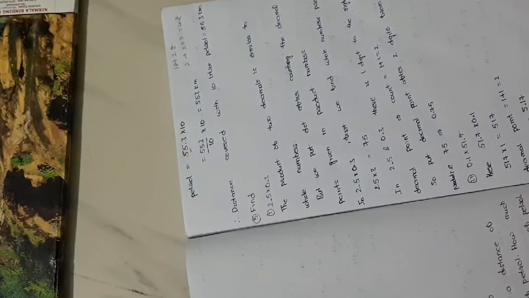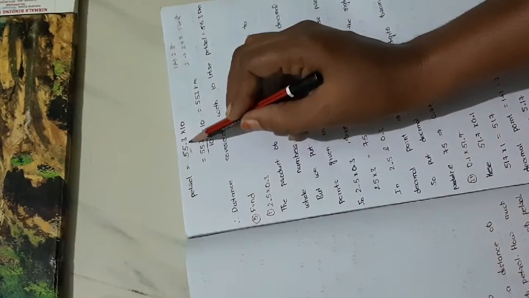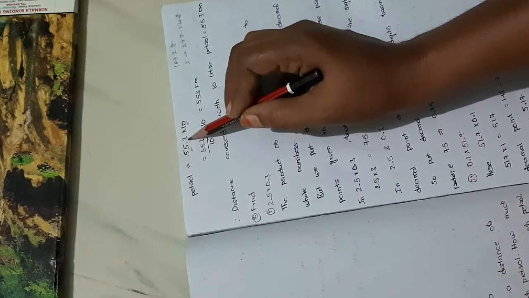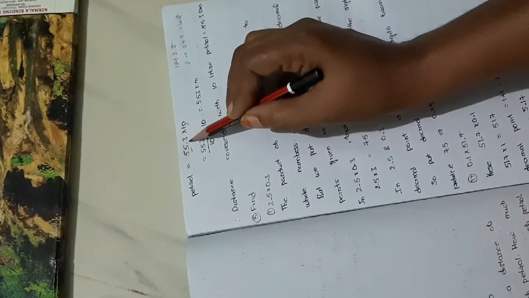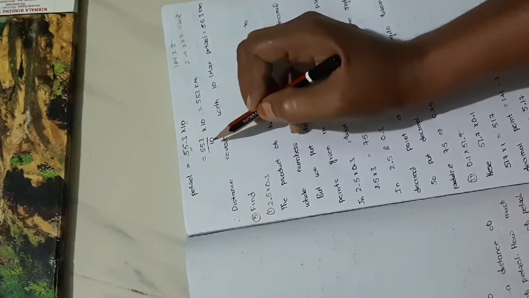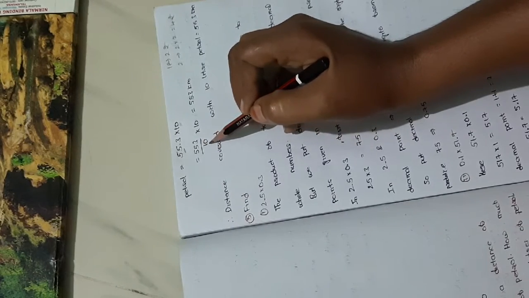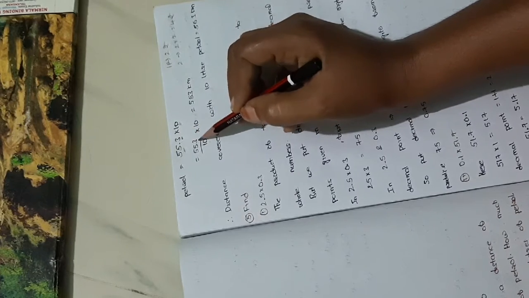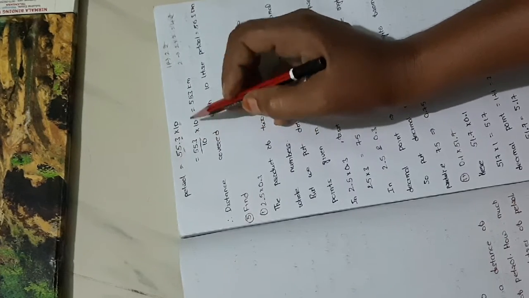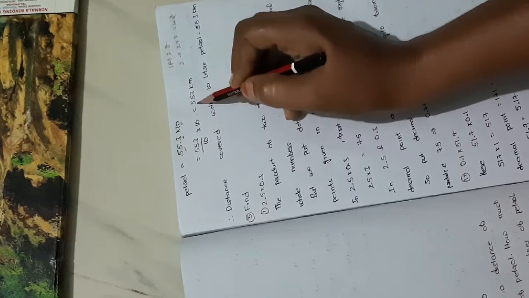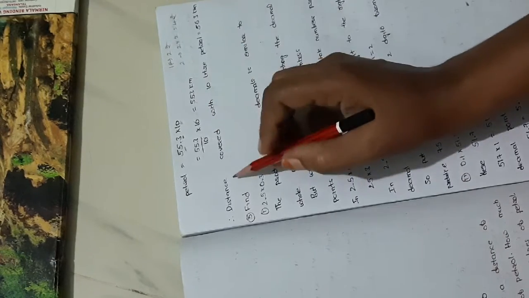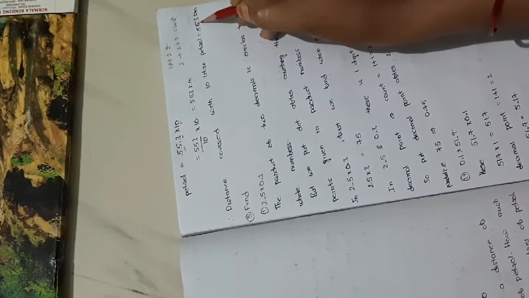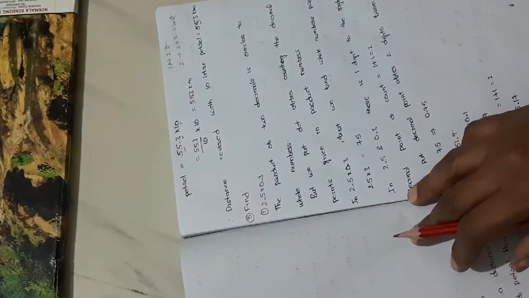The distance covered by 1 liter of petrol is equal to this one, and the distance covered by 10 liters of petrol is nothing but 55.3 into 10. And then I am going to write 55.3 in this form, that is 553 by 10. Here we are having the decimal point after one digit only, that's why I am writing the denominator as 10. By getting cancellation we get 553 kilometers. Therefore the distance covered with 10 liters of petrol is equal to 553 kilometers. This is about the fourth problem.